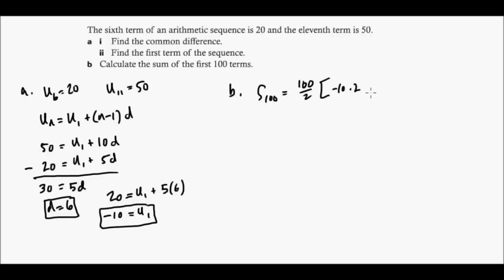It should be 2 times negative 10, not that it matters, times 99, 100 minus 1, times the difference, which is 6. Okay, so let's just write this out. So it would be negative 20 plus, that's 6, sorry, 99 times 6.